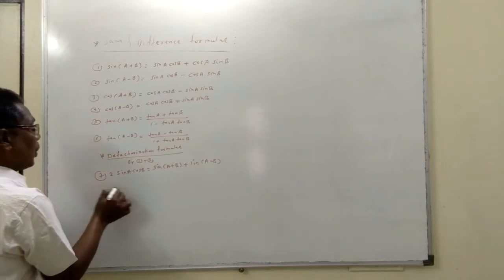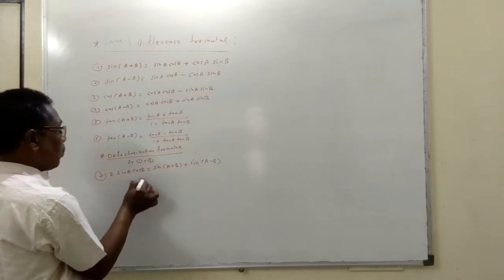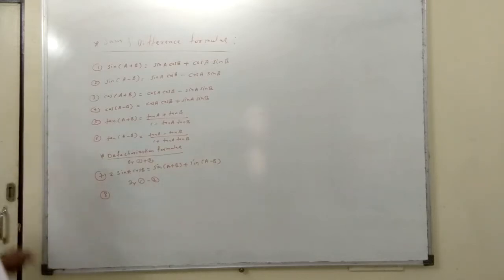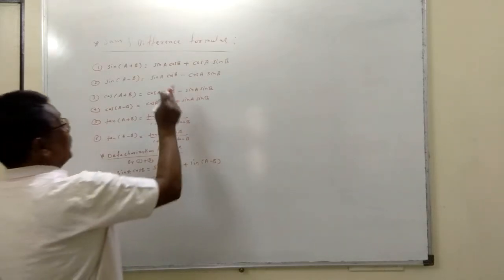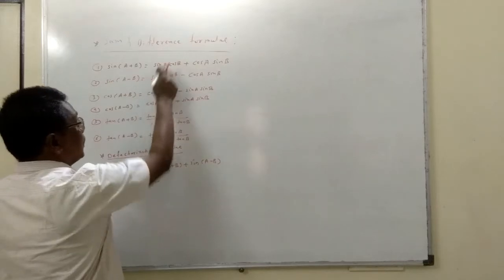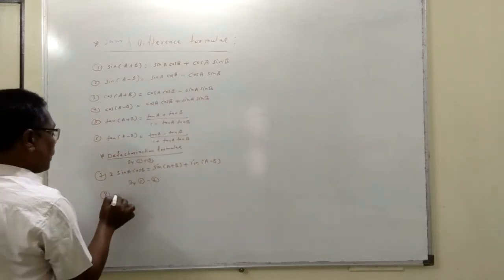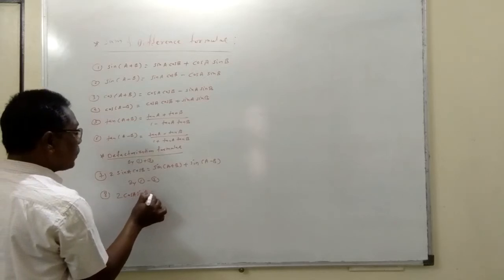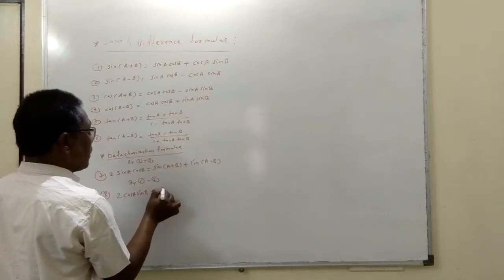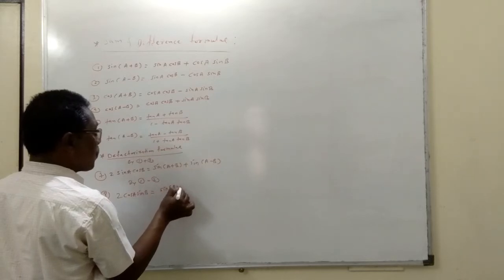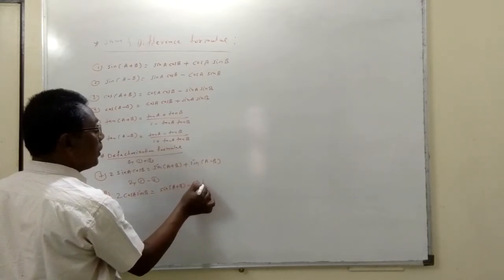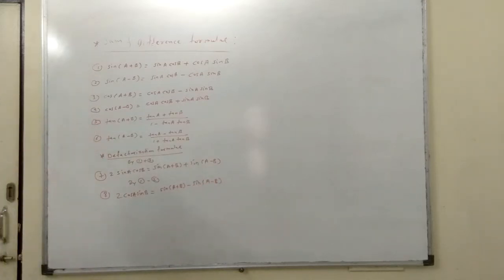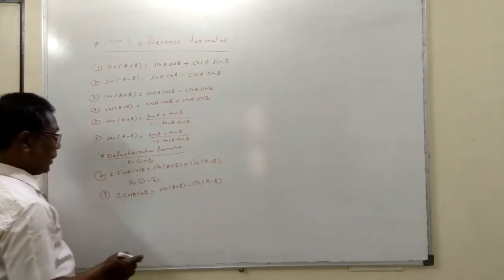Suppose the seventh formula. By first minus second equation, we get the second defactorization formula. So if we subtract, this becomes minus, this gets cancelled, and minus minus is plus, we get the formula 2 cos a sin b, that is equal to sin(a+b) minus sin(a−b). Very much useful formula in derivatives, also in integration.